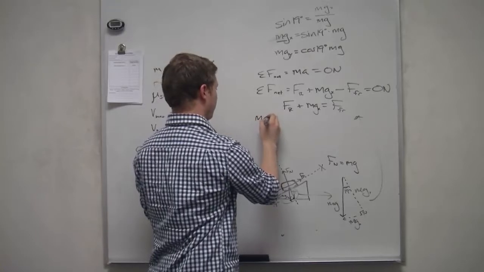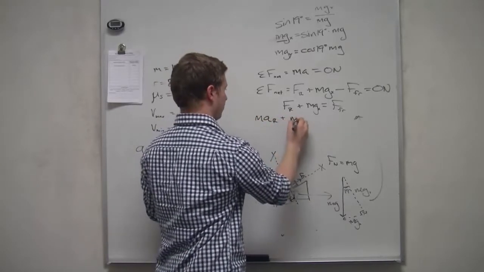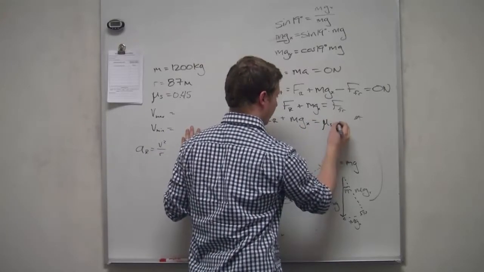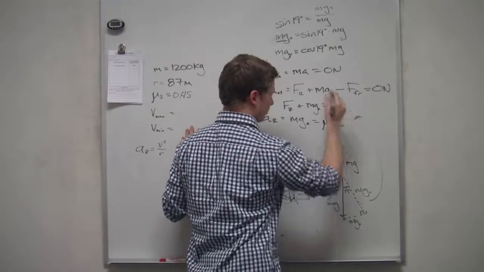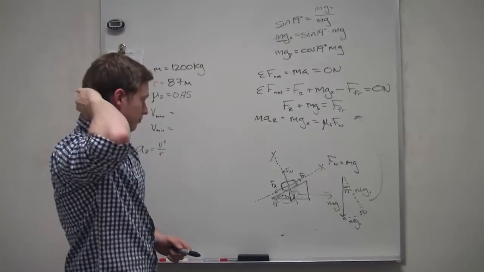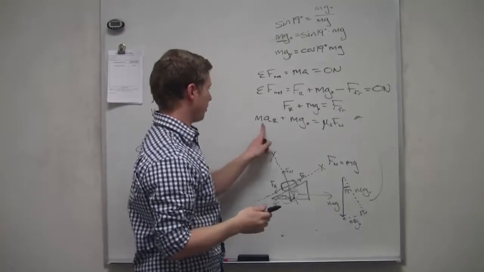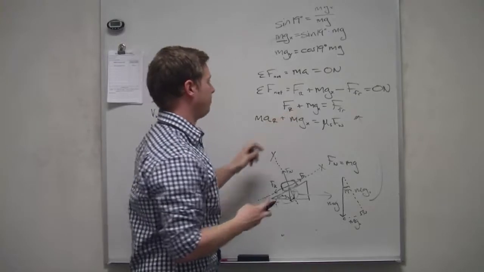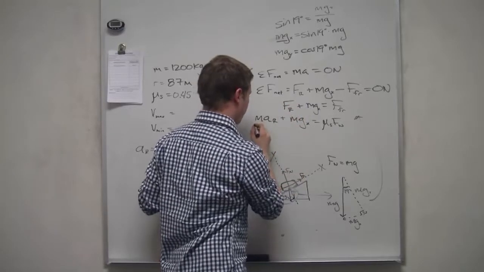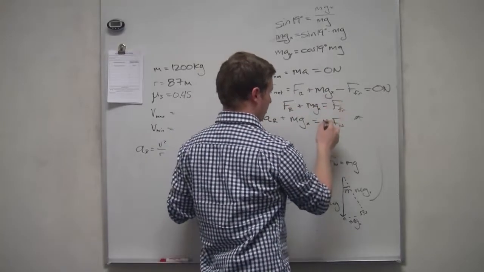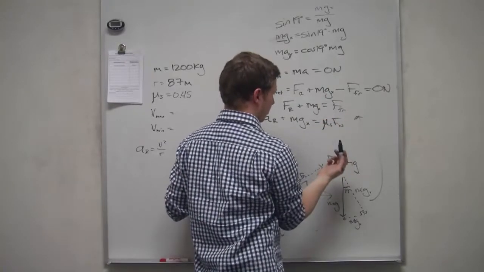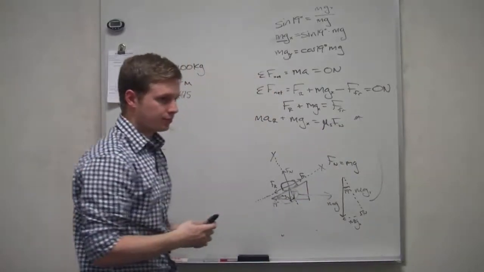So then from there, we can expand it. So we get m a_r plus mg_x equals the coefficient of static friction times the normal force. So F_r will always equal m a_r. So this is centripetal. The centripetal force will always equal m a_r. Frictional force will pretty much always equal the coefficient of friction, static or kinetic, depending on what's going on, times the normal force.